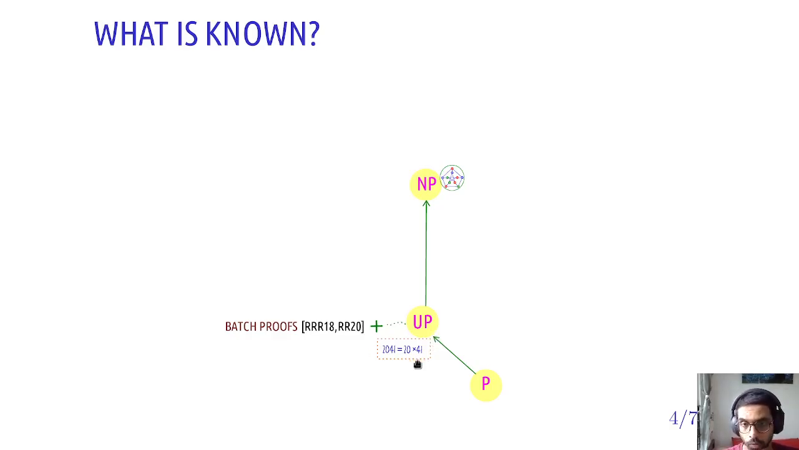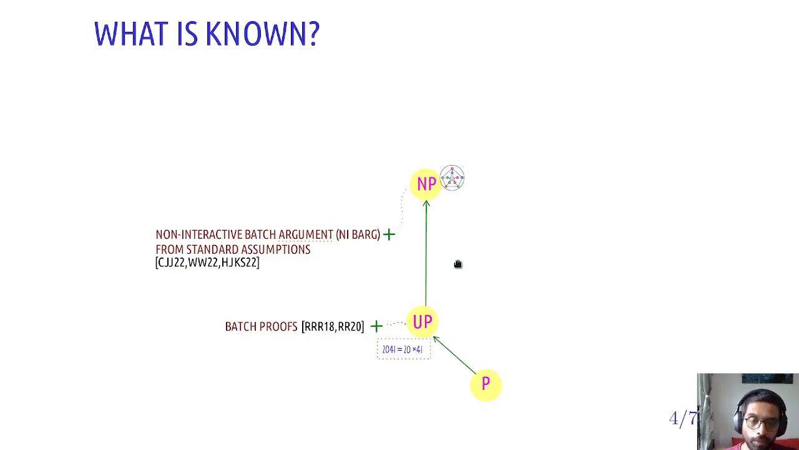So what do we know for UP? We actually know that they have batch proofs. They support batching in the strongest sense. This was established through a series of works by Reingold, Rothblum, and Rothblum. And what about NP? Through a recent line of work, we know that if we are happy with the relaxed notion of soundness, that is computational arguments, then NP has non-interactive batch arguments. And we know this from standard assumptions. For example, the work of Choudhuri, Jain, and Jin showed that NP has non-interactive batch arguments from LWE.